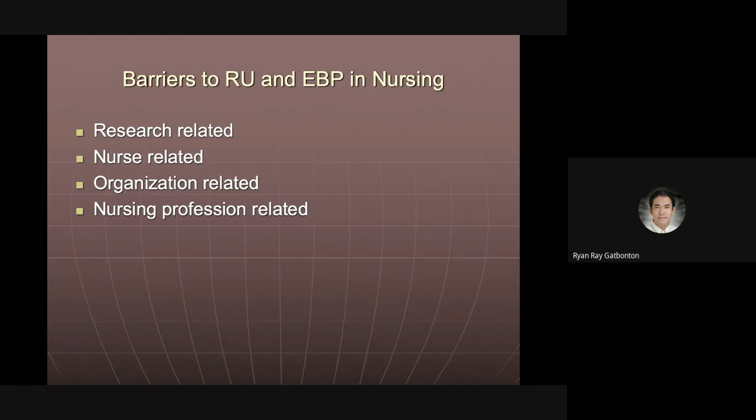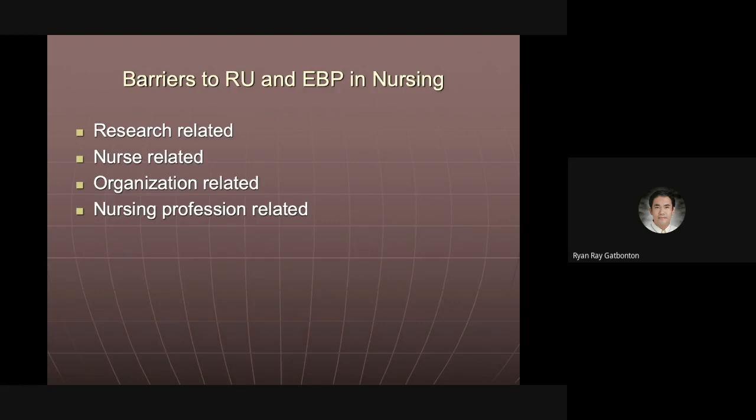Hindi maintindihan, so hindi nagagamit yung research findings into practice. It can be a nurse-related barrier. Pag sinabing nurse-related barrier, the nurse herself or himself doesn't want to use the research finding because bago yun eh. Well, all research findings when introduced into practice are change agents, no? But we all know that the initial reaction to change will always be resistance, no?